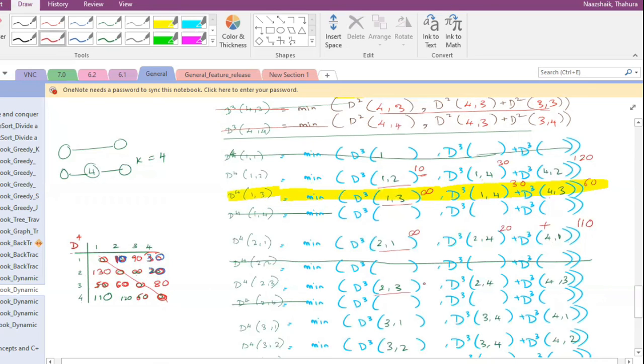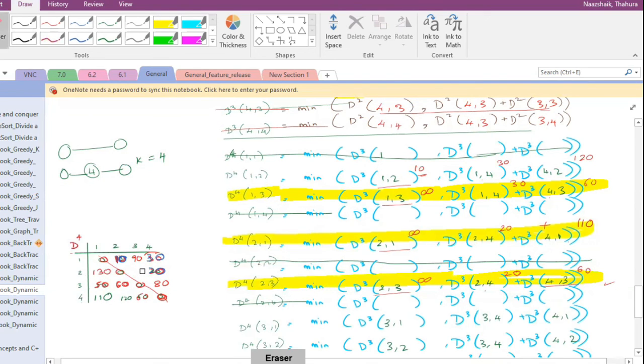Let's do this. 2 to 3 is again infinity, but can it go from 2 to 4? That cost is 20, and 4 to 3 cost is 60. Yes, you can do this. So we found one more solution. Right? So we got it as 80, sorry, this infinity also changed to 80.